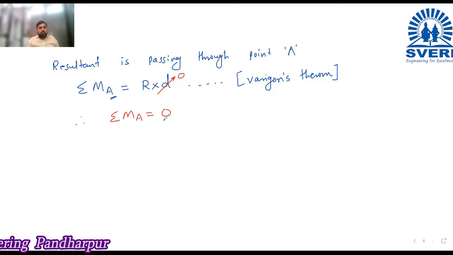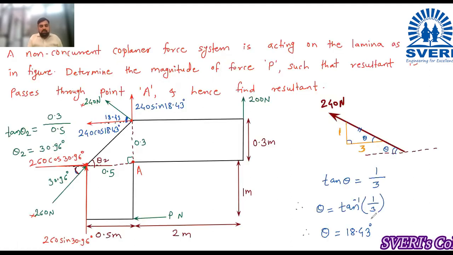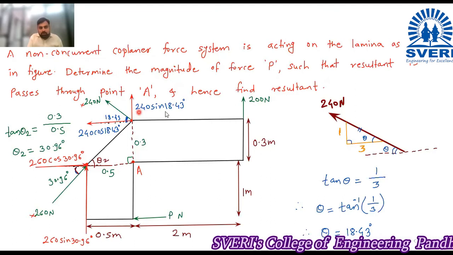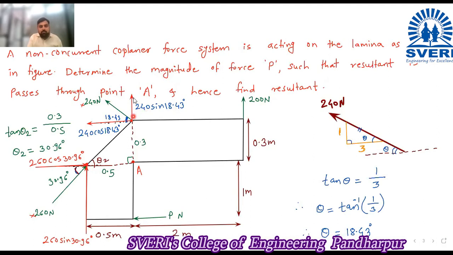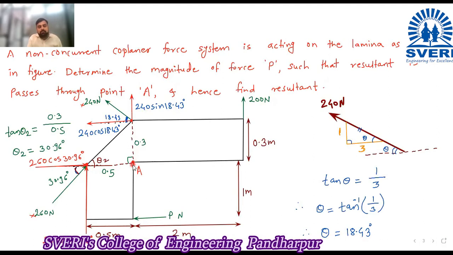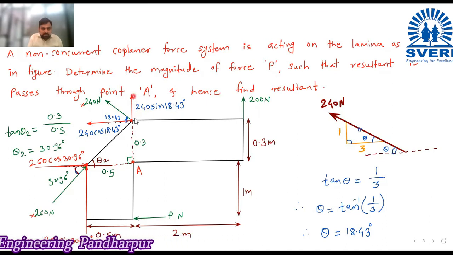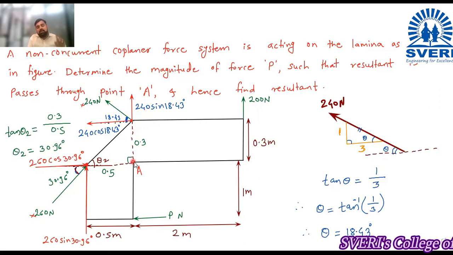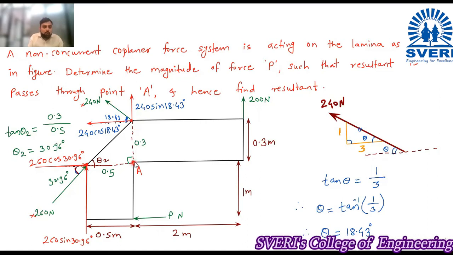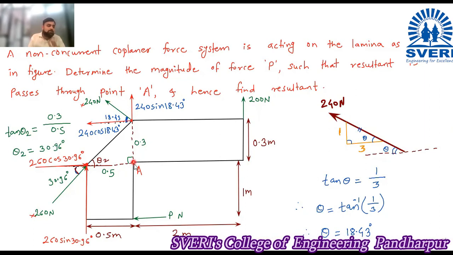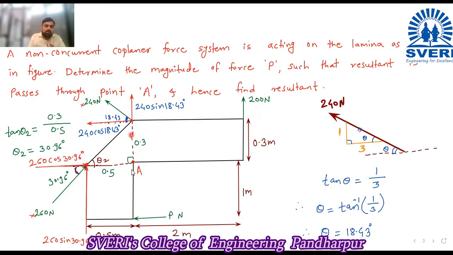Now we have to take the moment of all the forces about point A to find out the value of P. So we will see now. First of all, see this force 240 sine 18.43. What is the perpendicular distance of this from point A? 0. Why is it 0? Because if you extend its line of action backwards, this force will pass through point A. And if the force is passing through the point where we are taking the moment, then its moment will be 0, because the distance becomes 0. So this is the 240 sine 18.43.